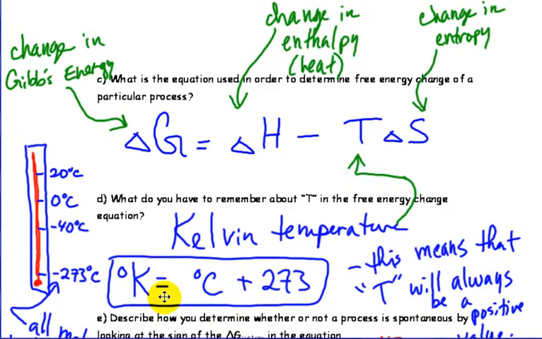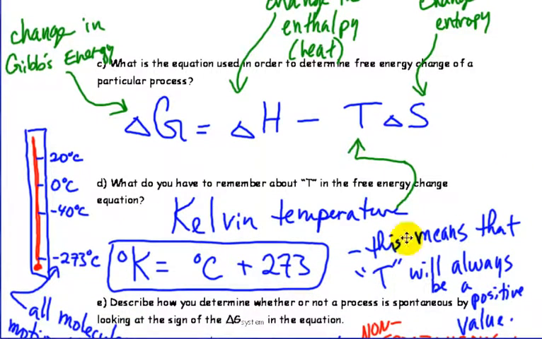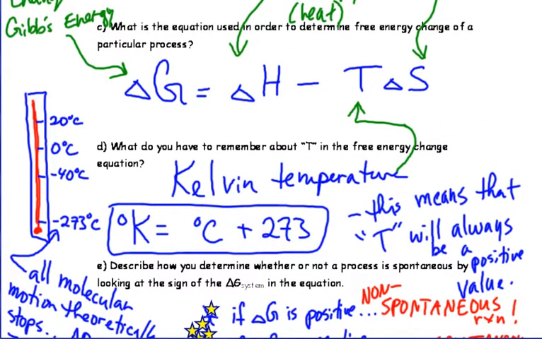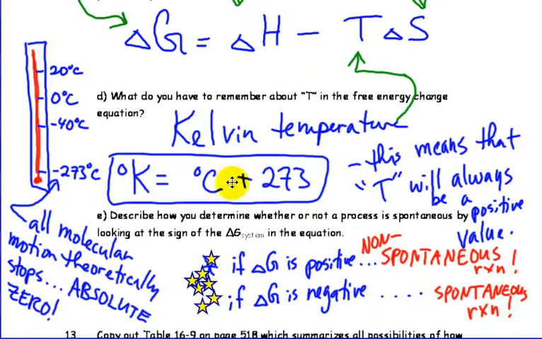If you look at the relationship here to figure out the Kelvin temperature, it's whatever the degree C temperature is plus 273. And that implies that T will always be positive, because the lowest temperature you can theoretically get is negative 273 degrees Celsius. If we take that and add 273, we get 0 Kelvin. So all numbers for T will be a positive number. And at negative 273, of course, all molecular motion is believed to stop, etc.